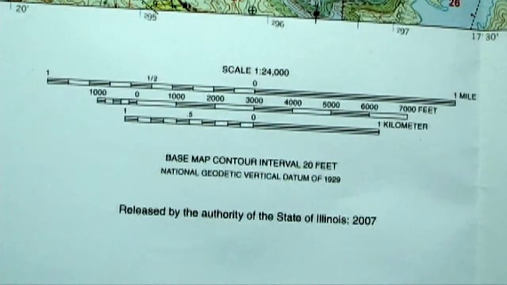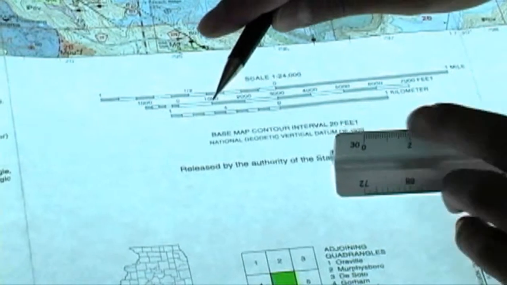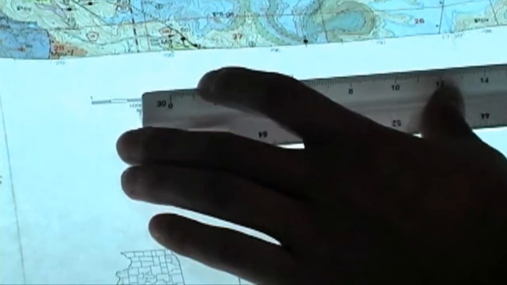This shows the scale of the map. This map is a 1 to 24,000 scale, which means that 1 inch equals 2,000 feet. From here to here is 1 inch. From here to here is 1 inch. So 1 inch equals 2,000 feet.